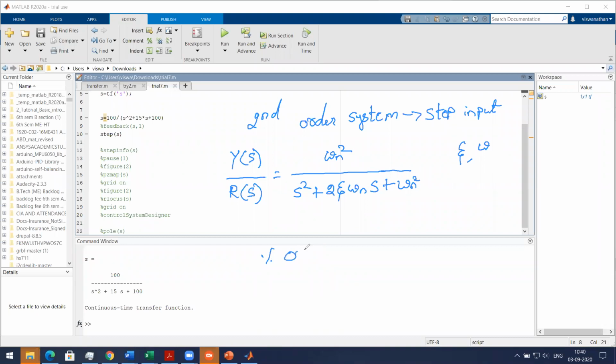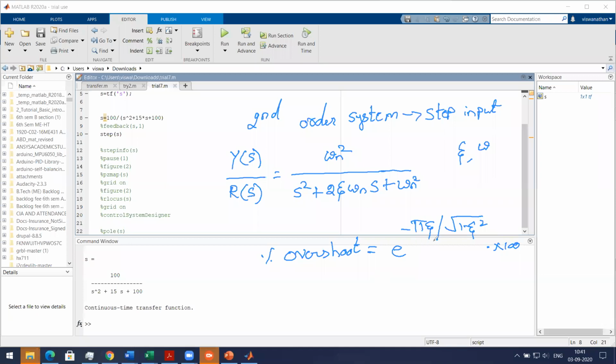Percentage overshoot is given by e to the power minus pi zeta divided by root of 1 minus zeta square, into 100. This will give it in percentage.